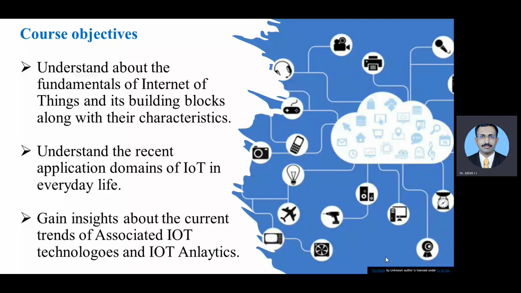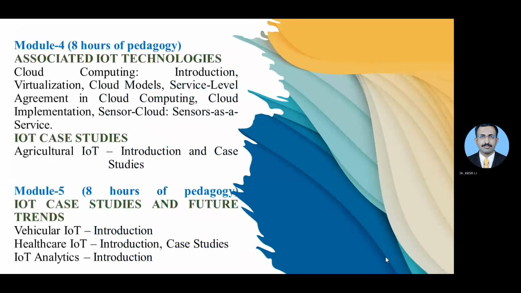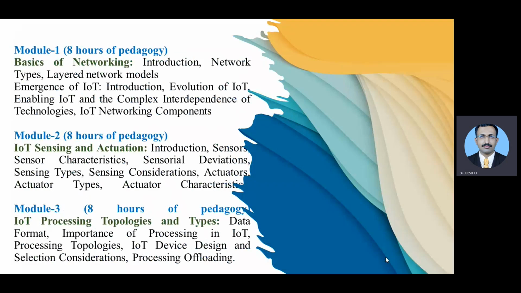So next we can see, these are the 5 modules which we have discussed in the last class as well. So the first module is what? Each module covers almost 8 hours of concepts. The first one is the basics of networking. So we will be studying introduction, network types, layered network models, and all those things. So different layers are there, and we will be studying those things.